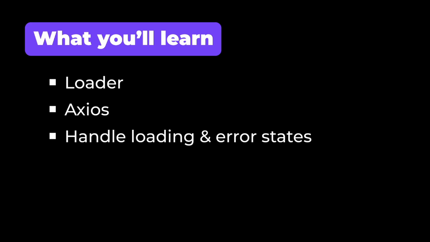So in the previous chapter, we learned how to set up different types of routes. And in this chapter, we'll see how we can use real data in those routes by using a loader. We'll also learn how we can use Axios to fetch data from an API, how to handle loading and error states, and finally, we'll take a look at route masking. So if you're ready, let's get right into it.